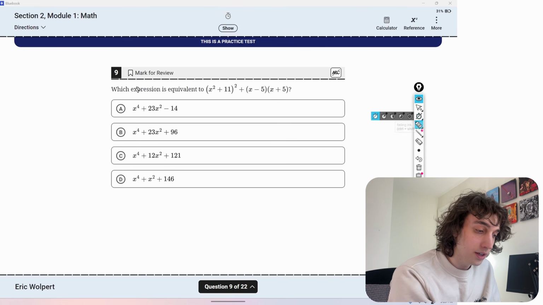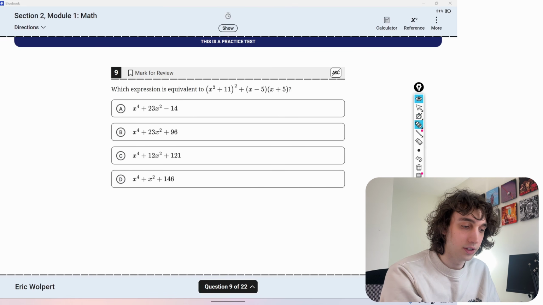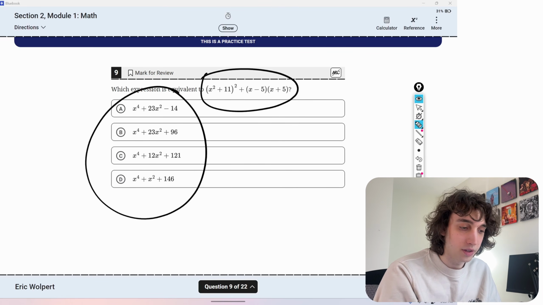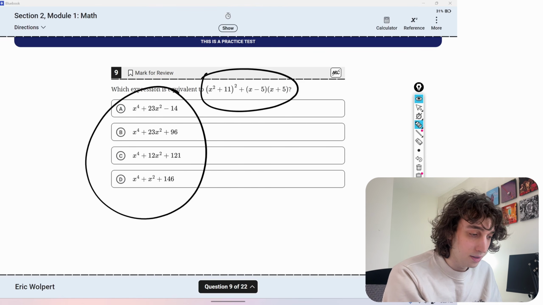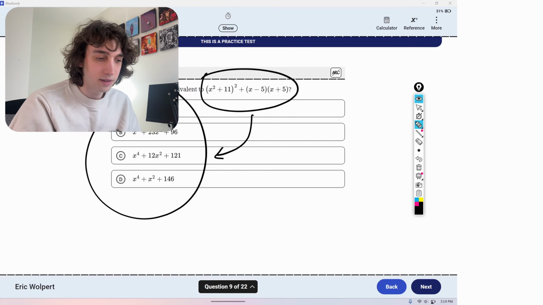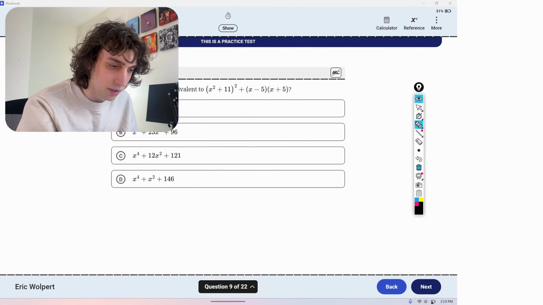Number 9, we have another equivalent expressions problem. It asks which expression is equivalent to this. Once again, we have a starting point and we have some endpoints. What's different about the endpoint from the starting point? Well, there are only 3 terms. And so we need to somehow convert this into that by maybe expanding it out and then combining like terms. So let's do exactly that.